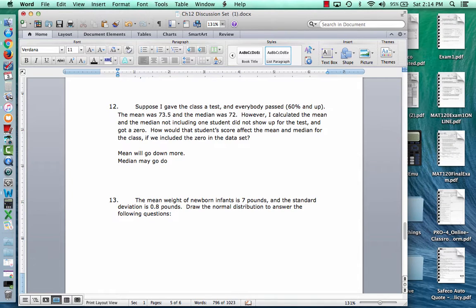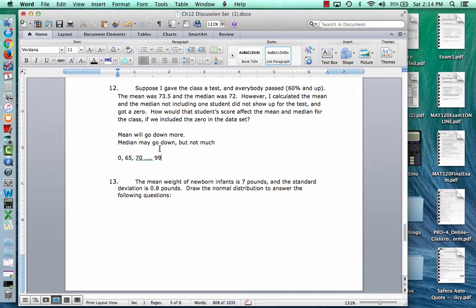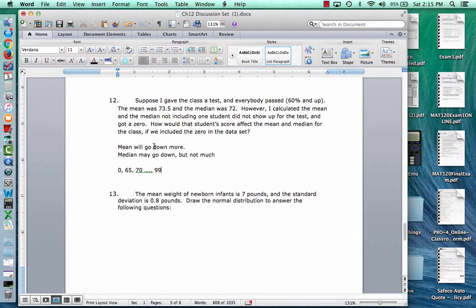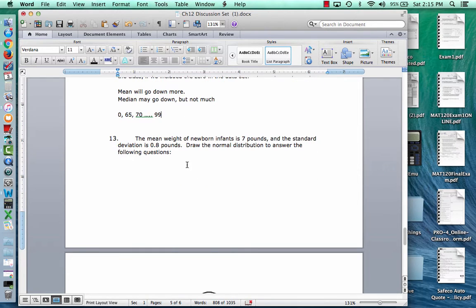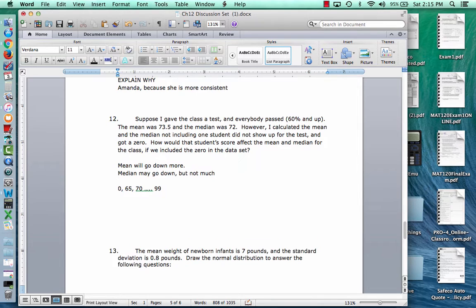It might go down a little bit, but not as much. Median may go down, but not much, because the median is a position thing. So now that I have this 0 in the list, and now all the scores are like 60 and above, and I have the 99 at the top, when I cross off the high score 99 with the 0, I still end up in the middle, which is about at 70 something. So in statistics we say the mean is sensitive to values like this, but the median is not.